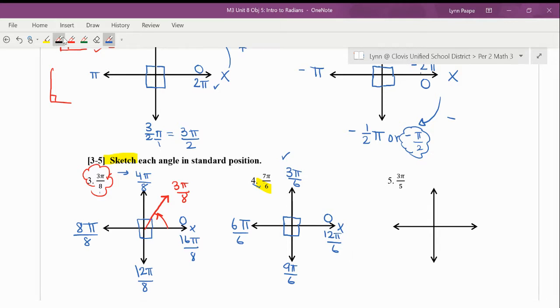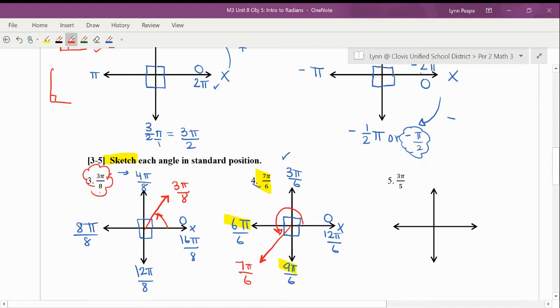So then once I do that, I want to see, okay, where does 7 pi land in between? And 7 pi is somewhere between 6 and 9. So when I draw in that standard angle, I'm going to draw that in quadrant 3. And so that is where 7 pi over 6 would rotate to.